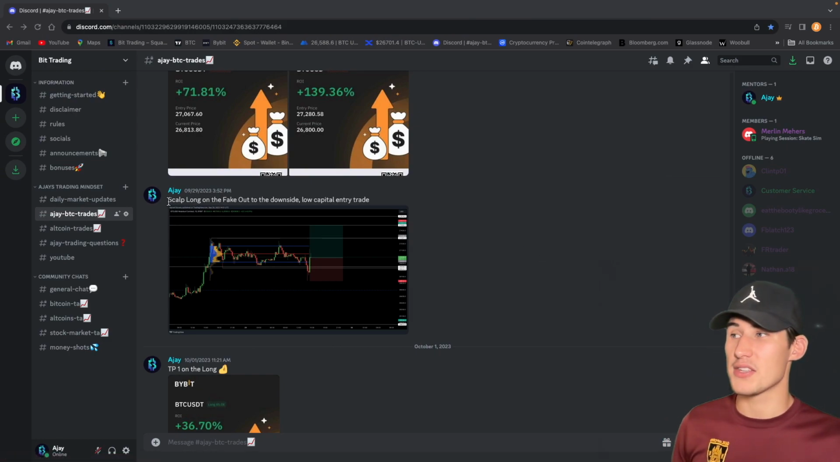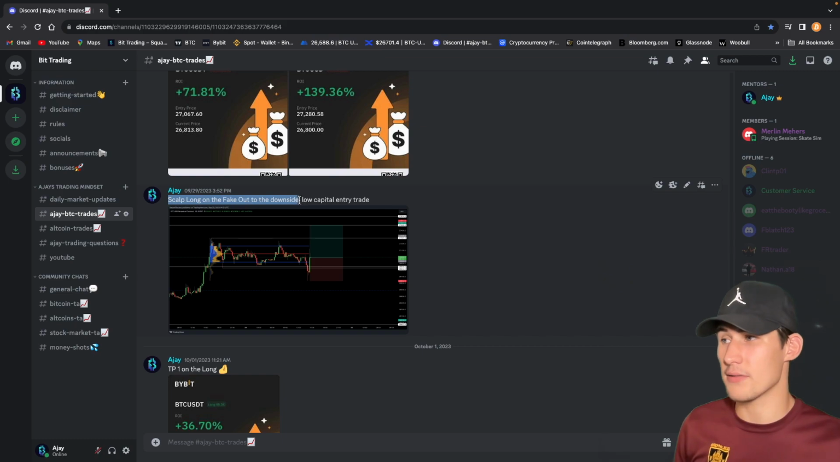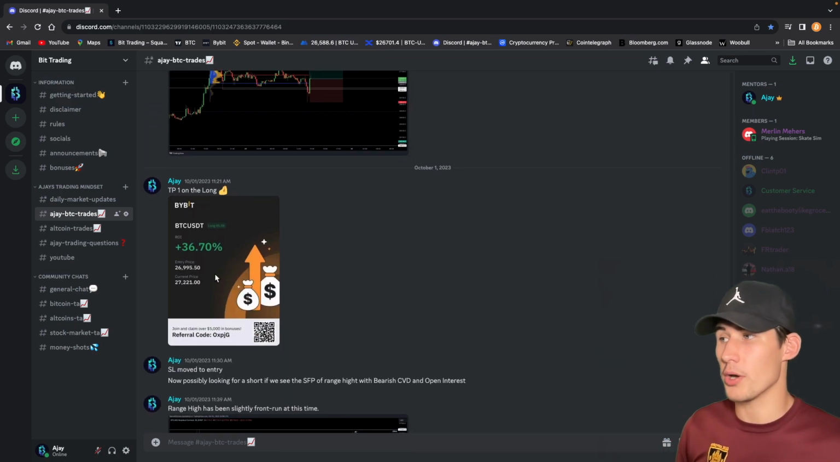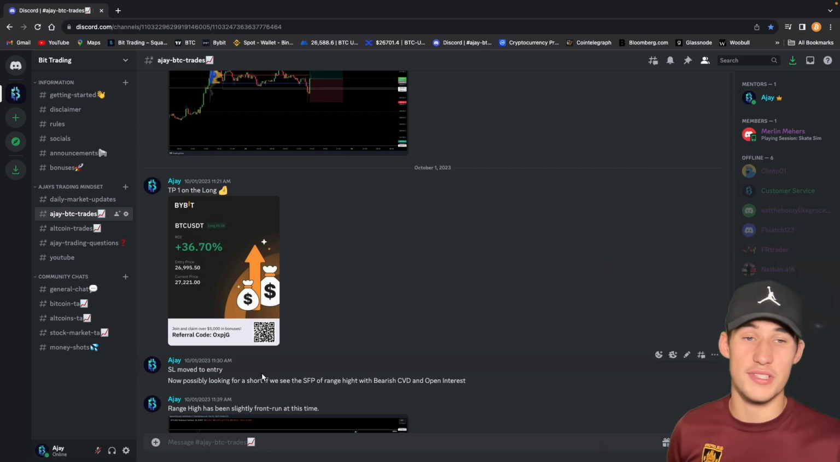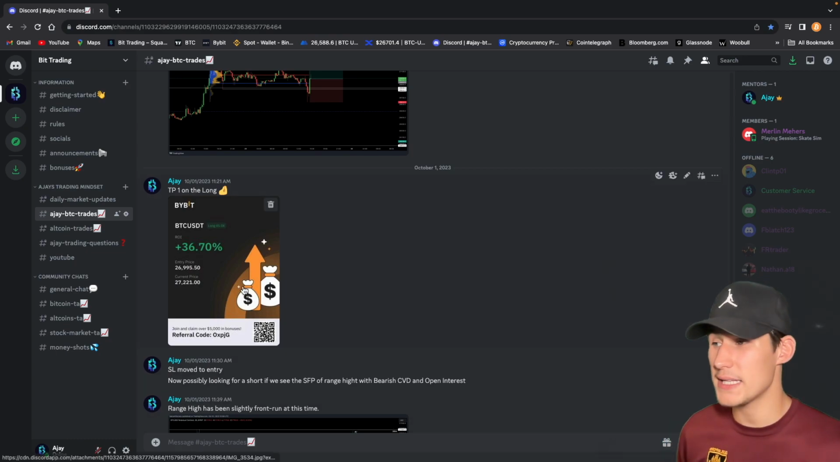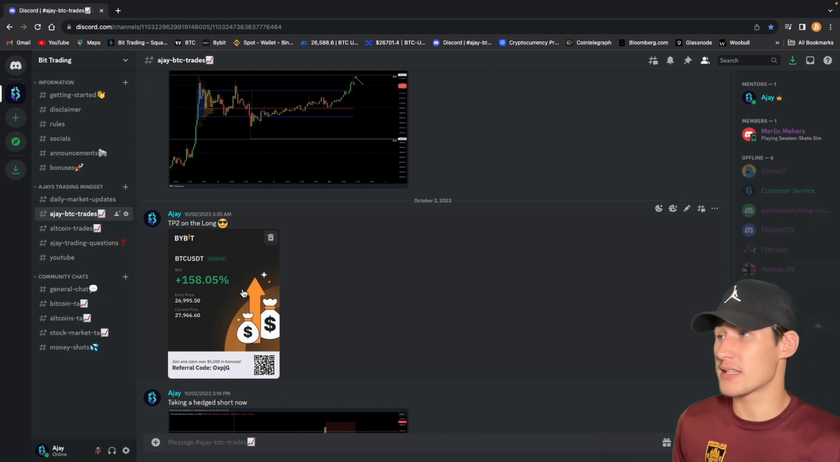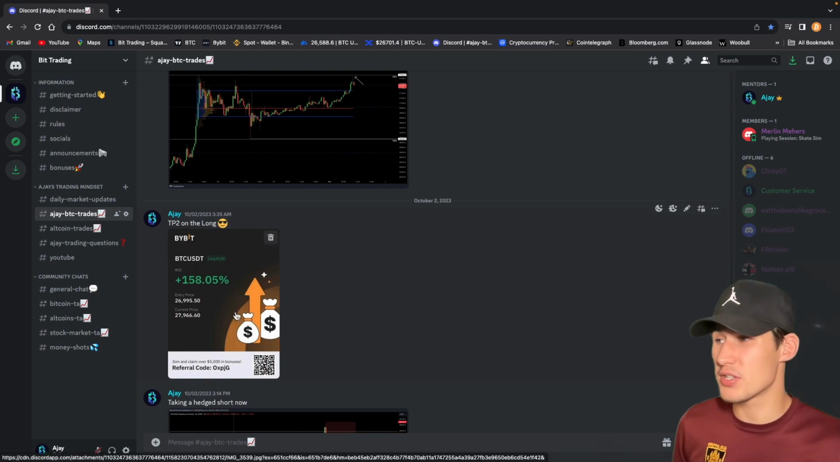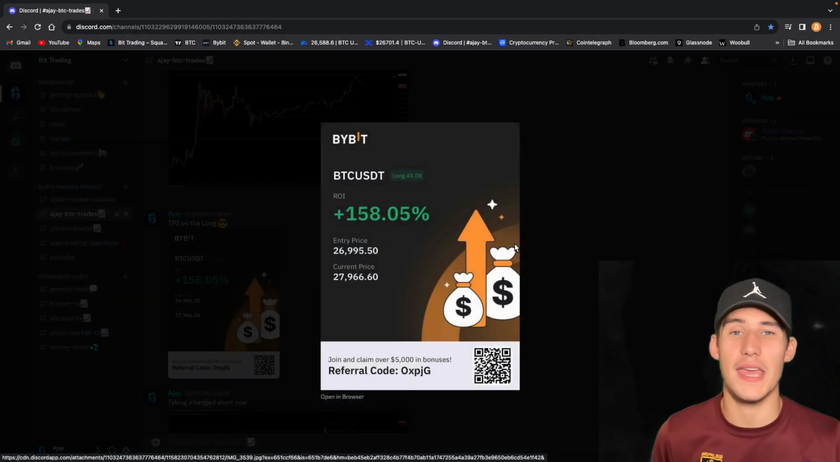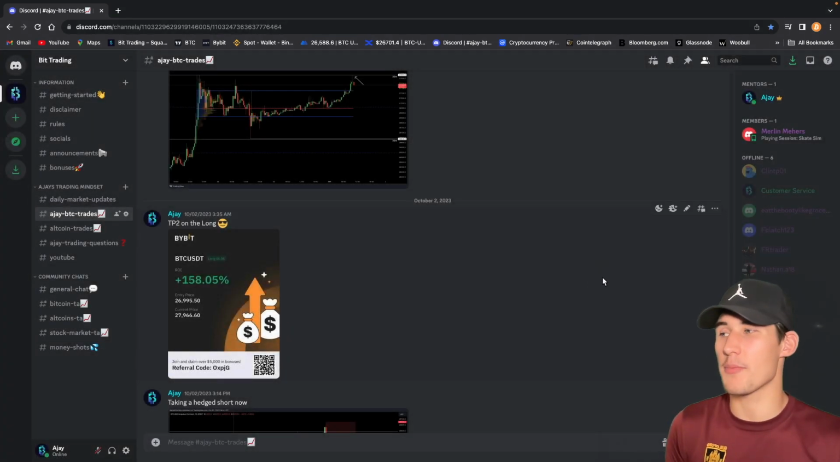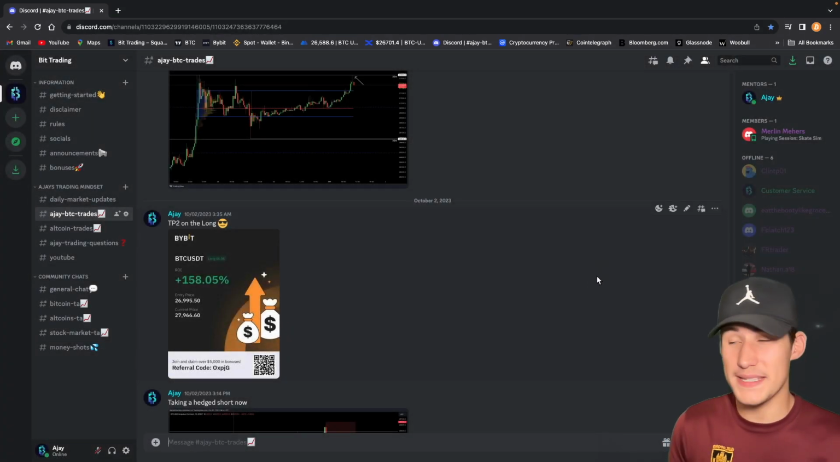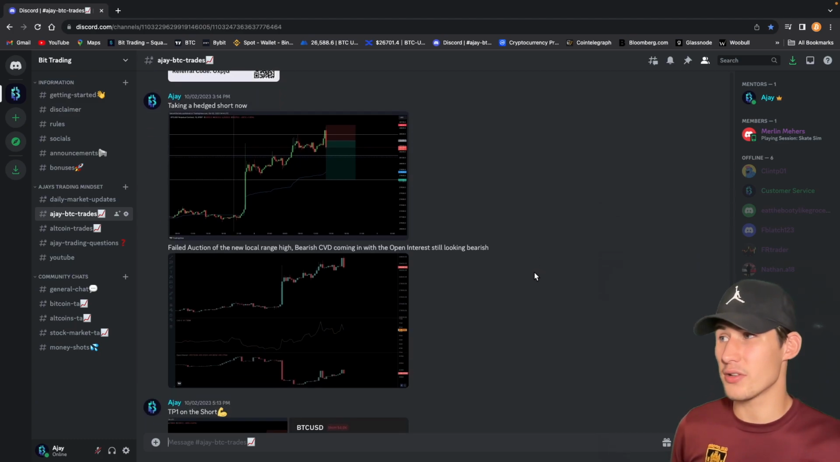As you can observe, scalp long on the fake out to the downside, so this was the long position. Very quickly we took TP1 at 36%, moved the stop loss to entry, making that a risk-free trade, and then that trade continued on and we took TP2 at 158%. So this was a very profitable long position for us, and straight after that, we actually took a hedged short.